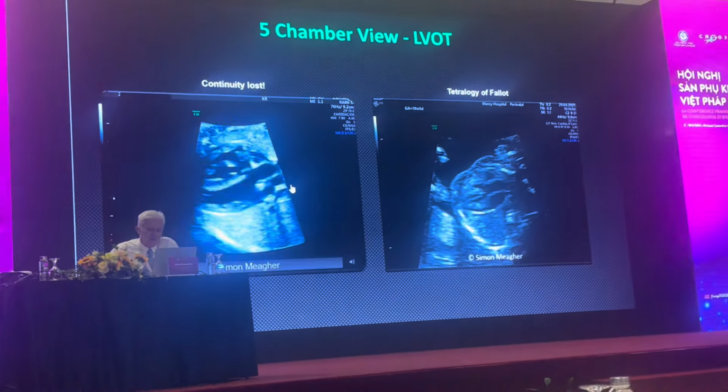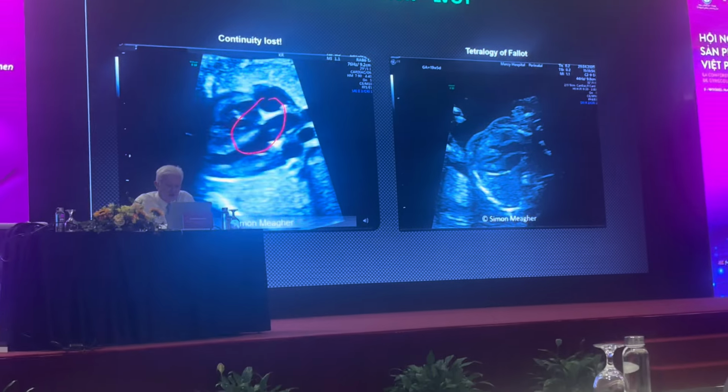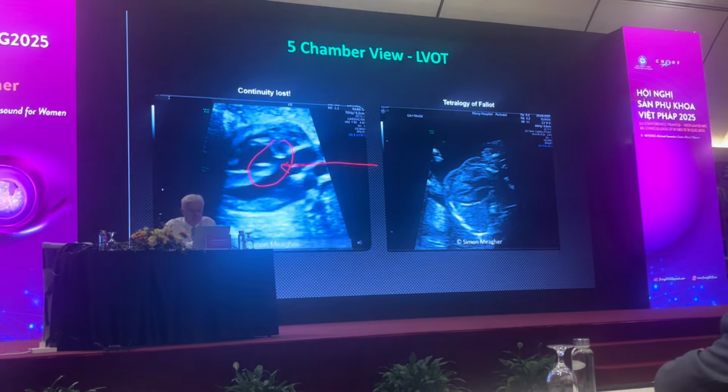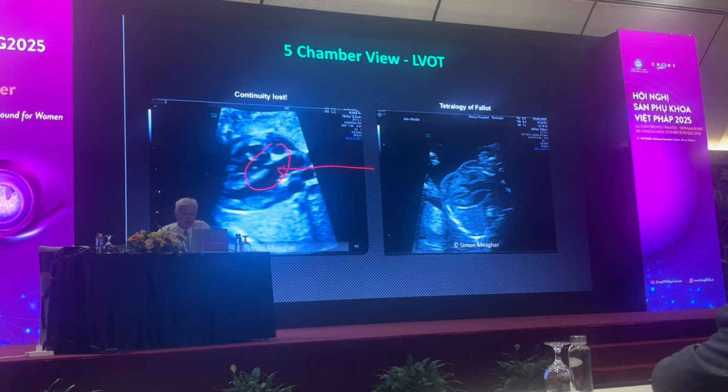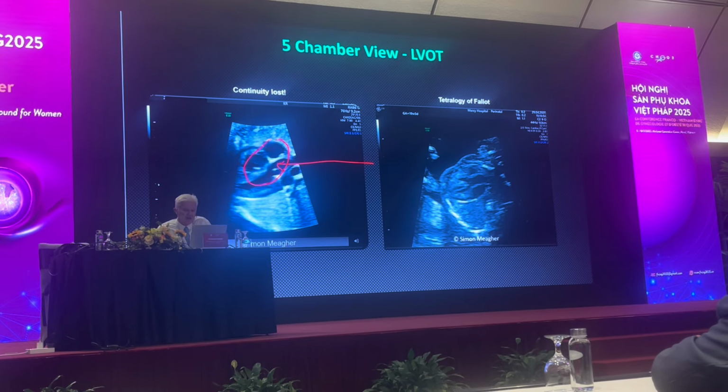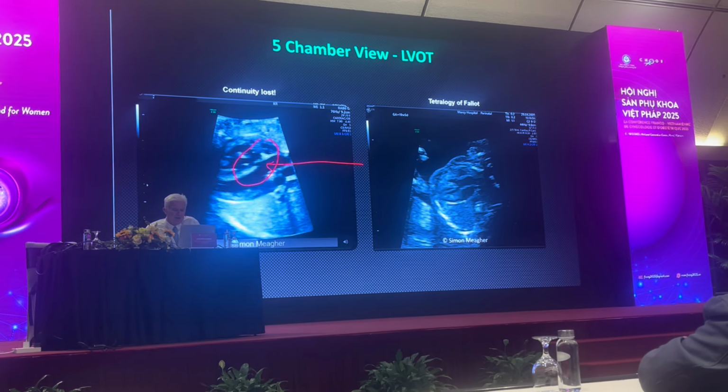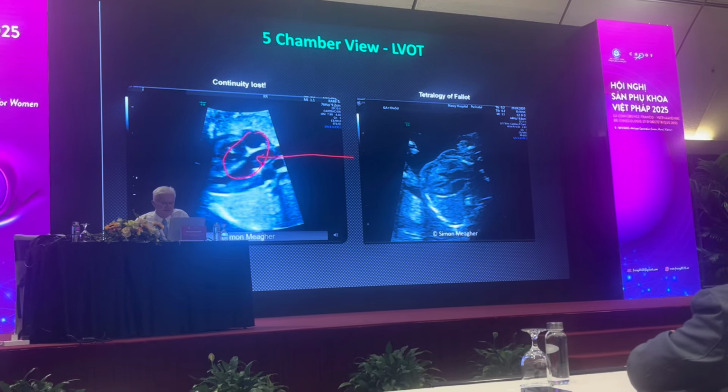In this case, when you look at the 5-chamber view of the heart, you see there is a breach. It is not continuous. The continuity is lost. This is a perimembranous ventricular septal defect.